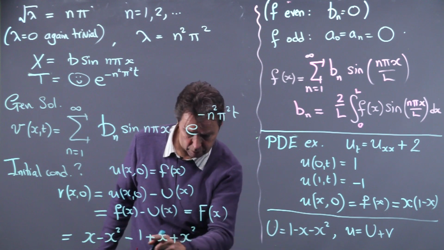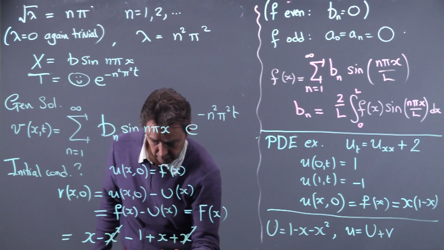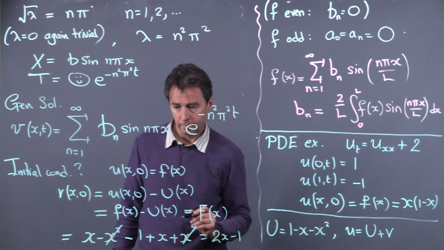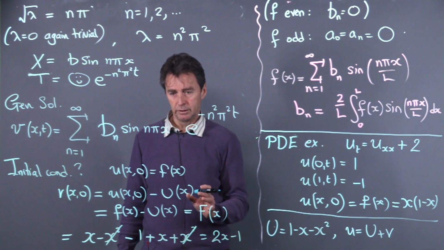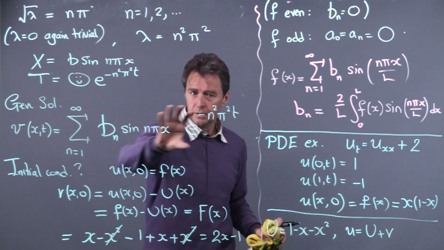So minus u is minus 1 plus x squared. Handy cancellation there. So this is 2x minus 1. That's what the initial condition on v is. So I can come back to here to my general solution.